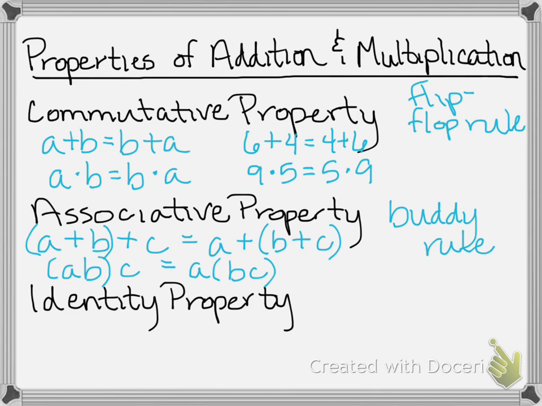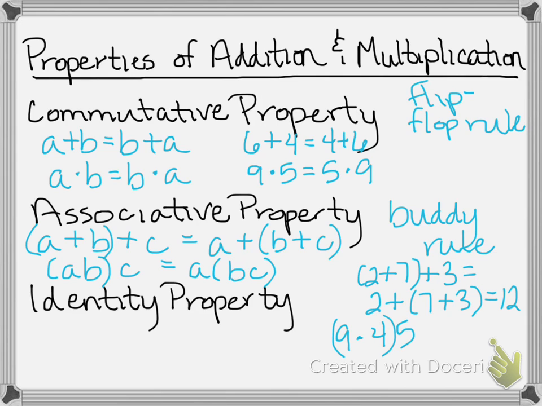So an example for the associative property, if you had (2 plus 7) plus 3. You could also say that is the same thing as 2 plus (7 plus 3). Now we would do what was in parentheses first, and 7 and 3 make a multiple of 10. It is 10, so 10 plus 2 is 12. So we get the same answer either way. And then same thing in multiplication. If you did 9 times 4 and then multiplied it by 5, that's the same thing as saying 9 times (4 times 5) first. And you get the same answer either way.